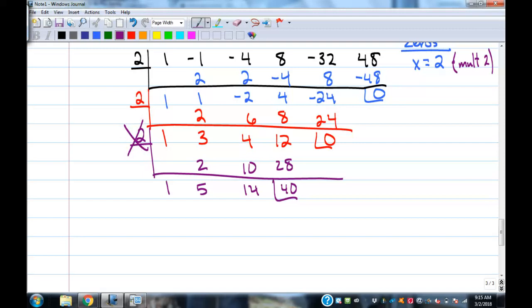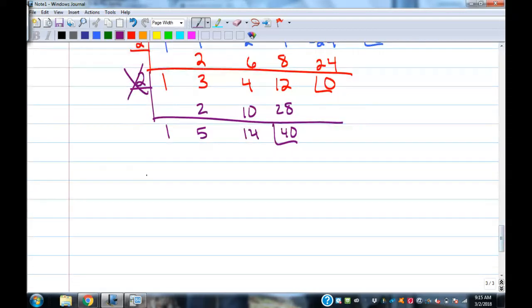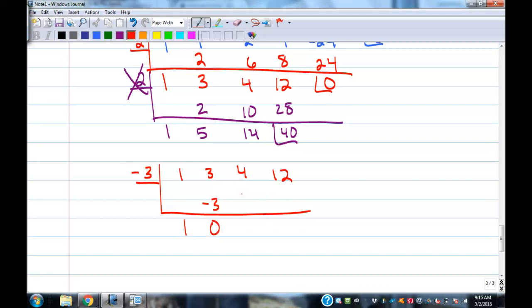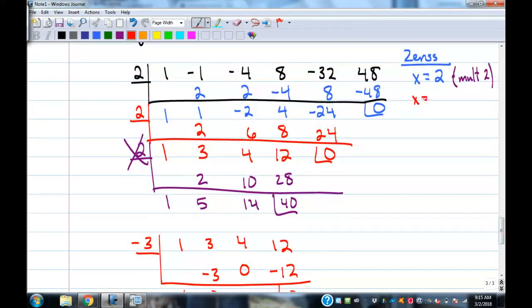Now that means we need to go back to this line and do synthetic division with what? -3. I'm going to back up. Put a -3 on the shelf. 1, 3, 4, and 12. There's a 0. There's -12. What do you know? The remainder is 0 there. Surprise, surprise. We saw that happening. We knew that was going to happen. So that gives us the zero, x equals -3.